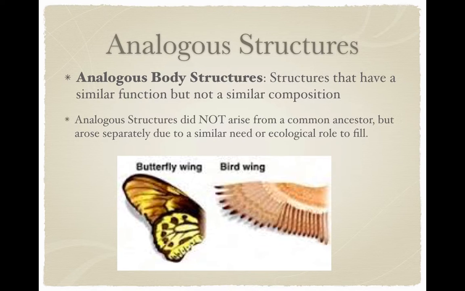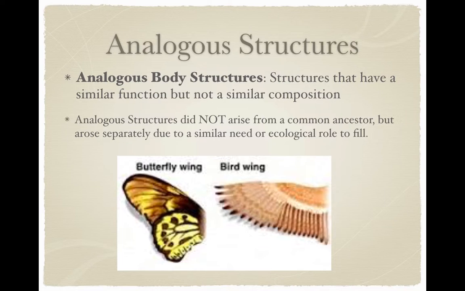Sometimes species have features that serve a similar purpose, but on closer inspection, they do not have the same anatomy, the same structure. These are called analogous structures. One example of these structures is the butterfly wing and the bird wing. While they both fulfill the function of flying, they have very different compositions.